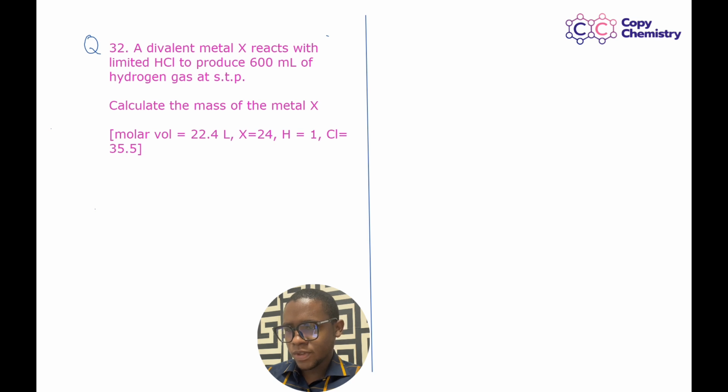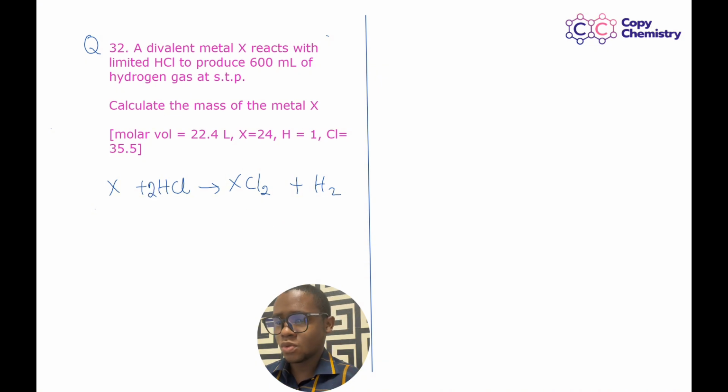All right, so question 32. A divalent metal X reacts with limited HCl to produce 600 ml of hydrogen gas at STP. In question 31, we looked at how to write the equation of reaction between a divalent metal X and HCl, and we agreed that it's going to give you this plus H2. Okay, yeah, that's what it will give. And then we also balanced that equation by putting a 2 there. Okay, so that is what we have.